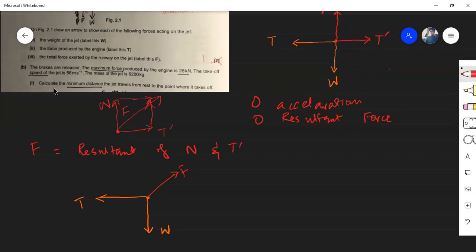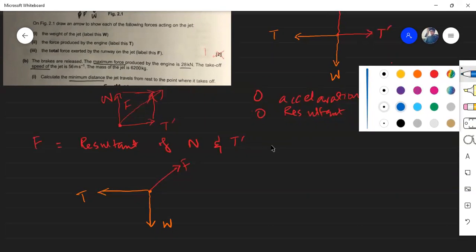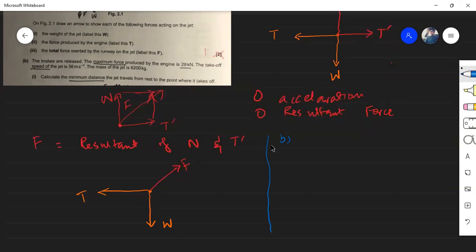Part B, part one is to calculate the minimum distance the jet travels from rest to the point where it takes off. So part B, part one, you need to find the distance.